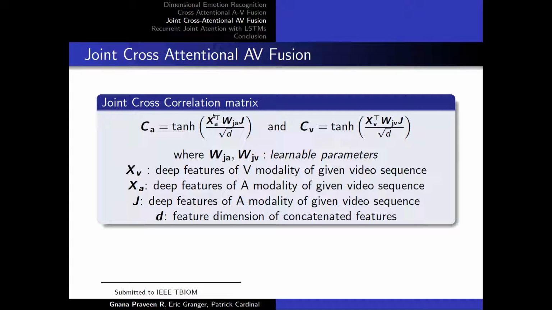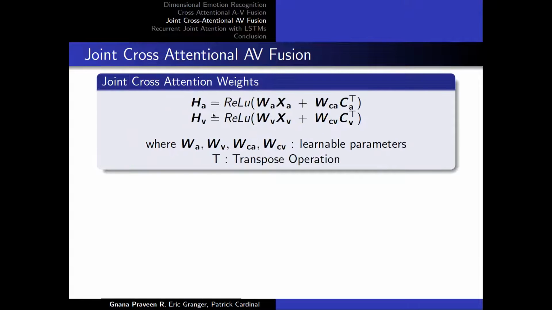So it basically gives you the inter and intra-modal correlation. It's like across the modality as well as within the modality. And same thing we compute for visual modality also. And this is how we estimate the joint cross-attention weights. So basically we have these weights which are learnable, and we estimate the attention weights.